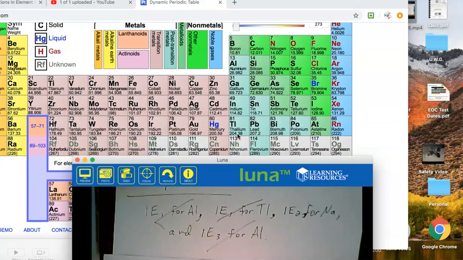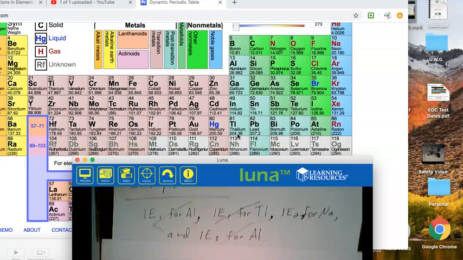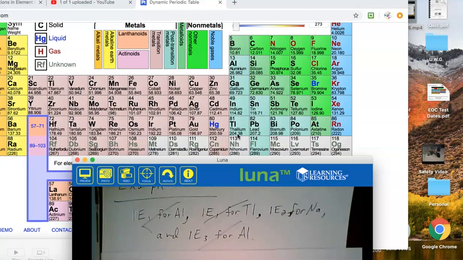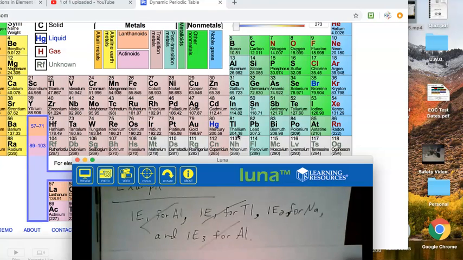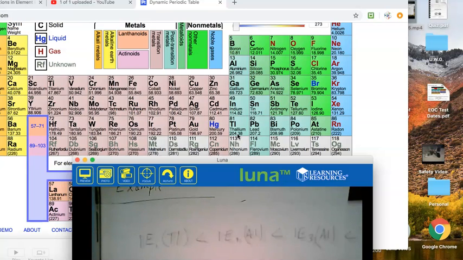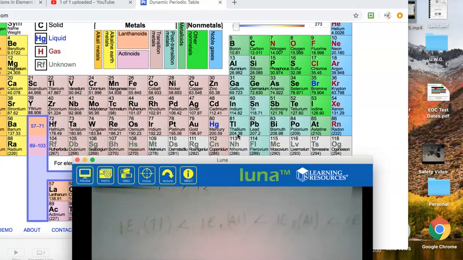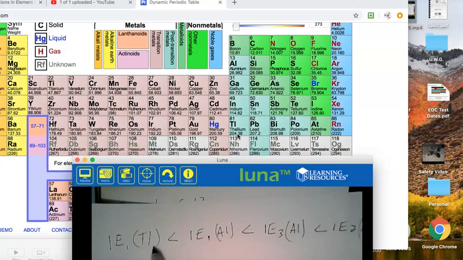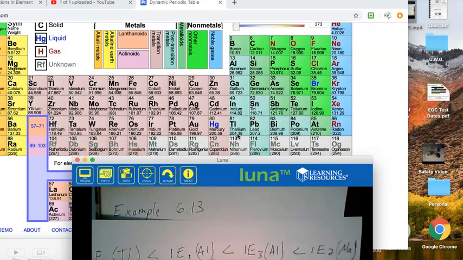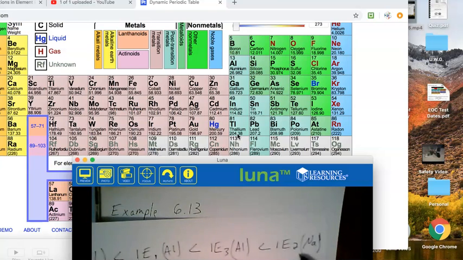Okay. And then I'm left with IE2 for sodium, the second electron removed from sodium. Okay. And again, that's one of those exception things. I'm sorry, I'm writing the answers and I'm not showing them. But so my trend here would be first electron from thallium is less than that of first electron from aluminum, which is less than third electron from aluminum, which is less than second electron from sodium.